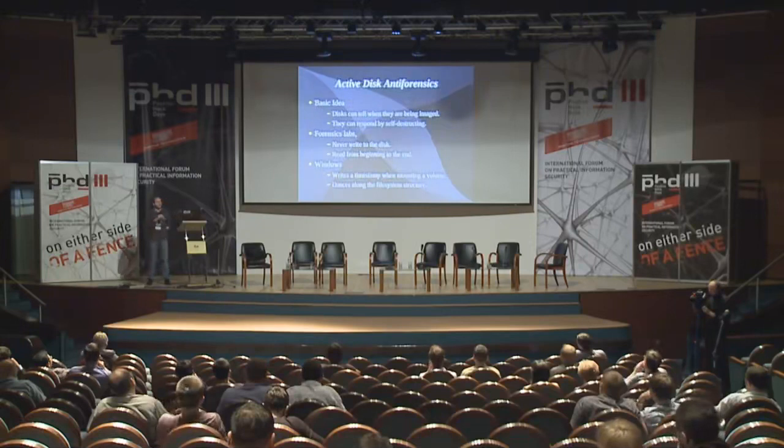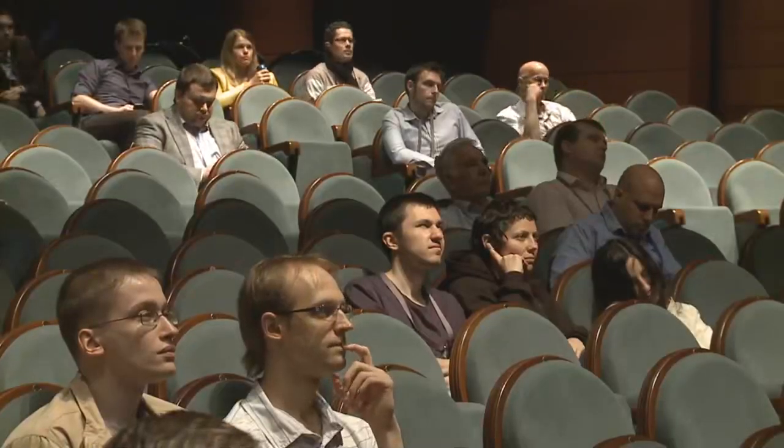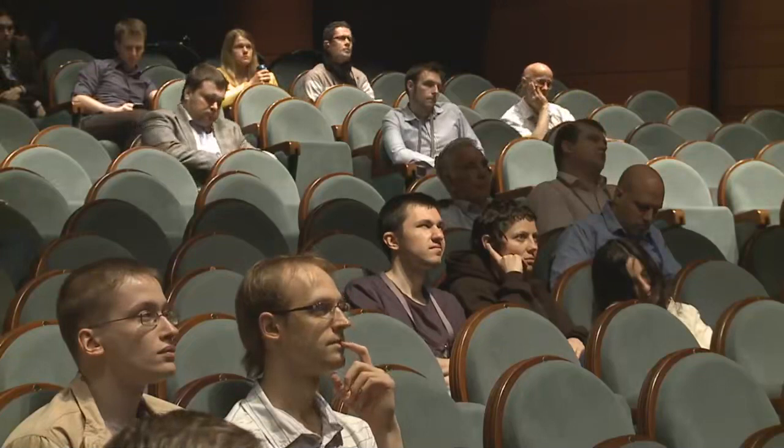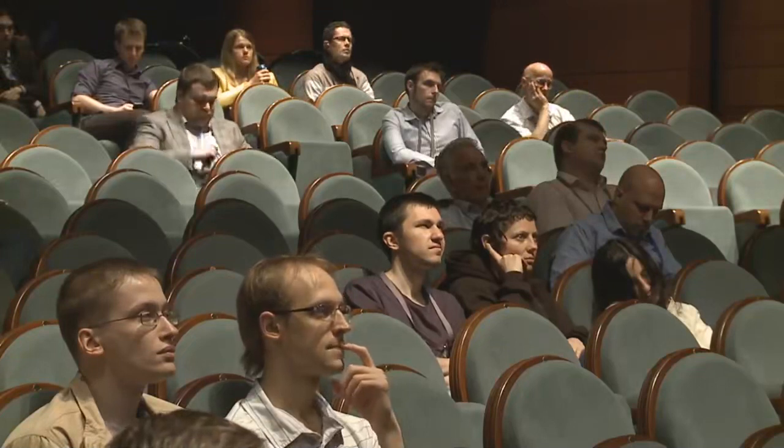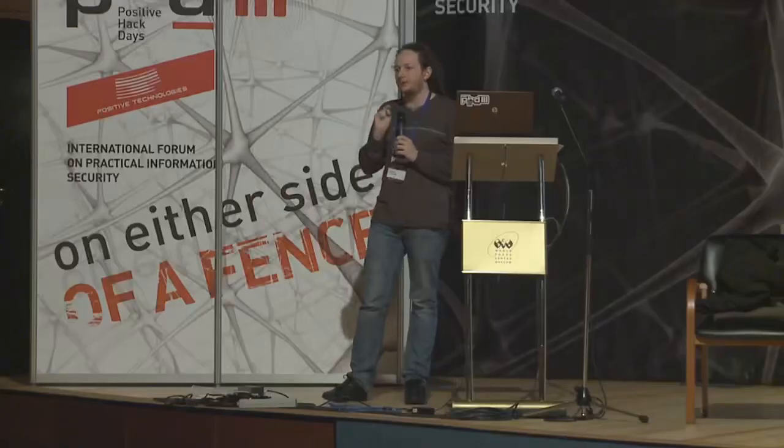You can also prototype stranger things. I played around with active disk anti-forensics. The idea here is that disks can tell that they're being imaged in the same way that a web server can tell that it's being crawled. So you can respond by self-destructing, which a web server can't, because a web server has to maintain uptime. So a web server can blacklist a user, but it can't actually destroy the contents of the disk. An active disk can.